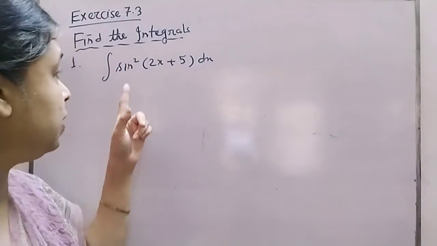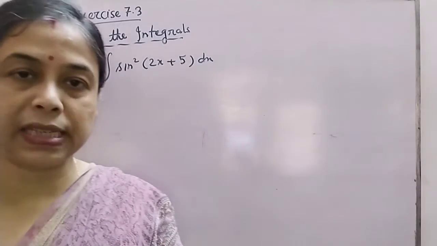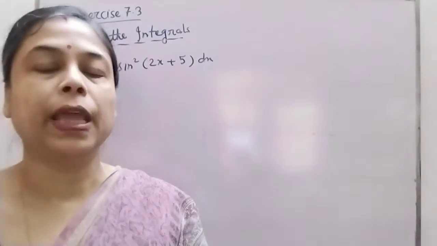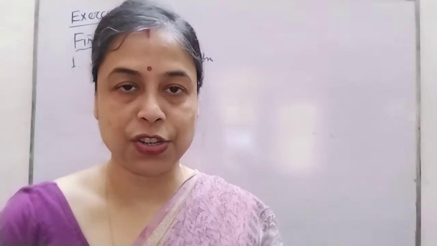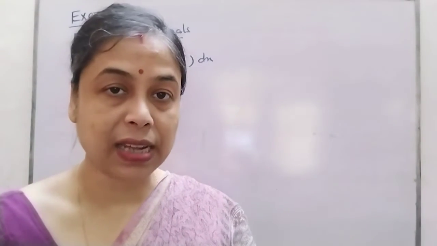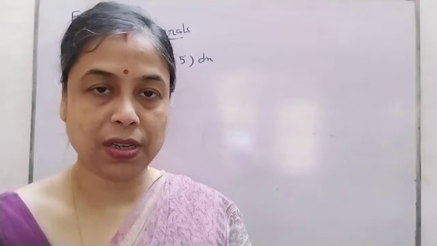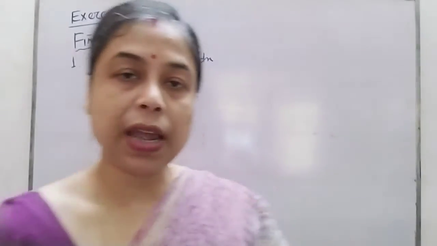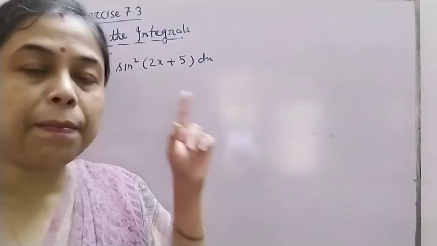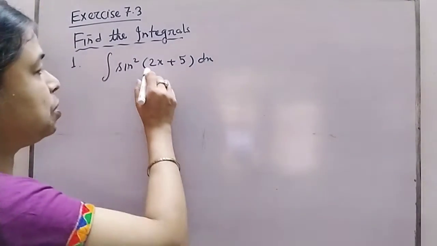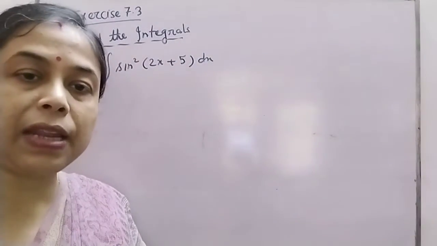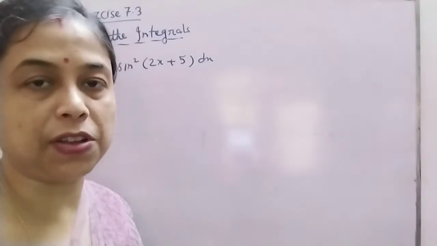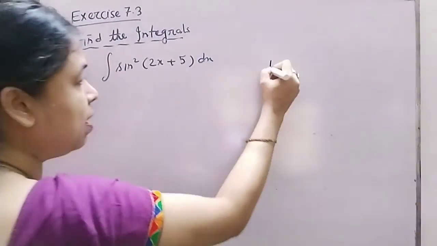So your first question: you have sine square of twice x plus 5. Here we have the square of a sine function. In the last class I discussed how to handle the square of a sine function. It can be integrated by converting it in terms of cos of double angle. Here also I can use that formula, but before that I have to use a substitution for this expression, because then only it will be converted to sine square of the function.